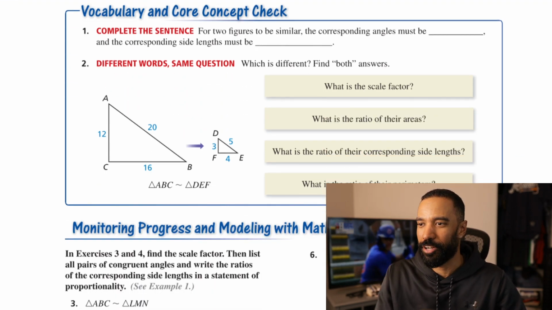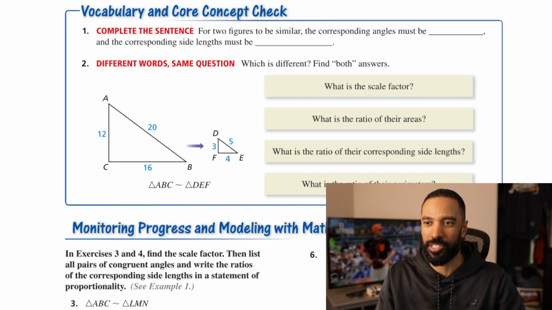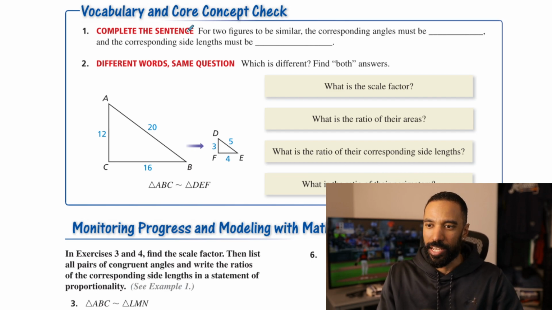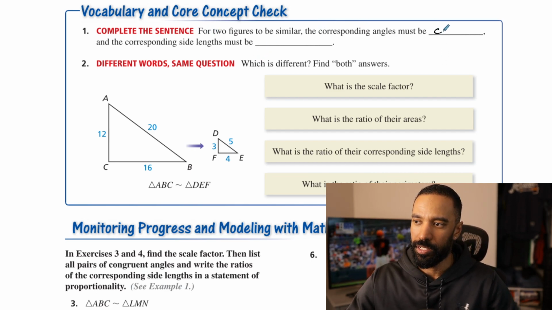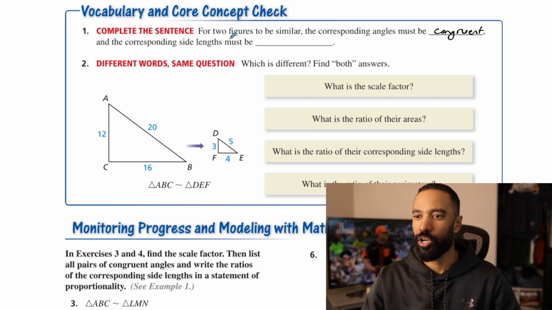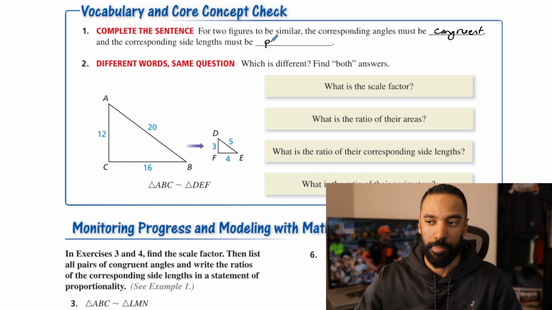Okay, let's do the vocabulary and core concept check and take a look at what they want us to answer here. Then we'll do the official problem set. Complete the sentence. For two figures to be similar, the corresponding angles must be congruent. Must be. Absolutely. And the corresponding side lengths must be not congruent, but proportional.